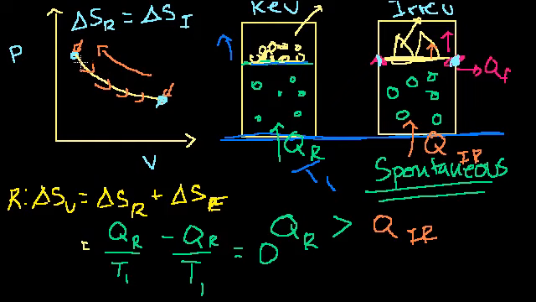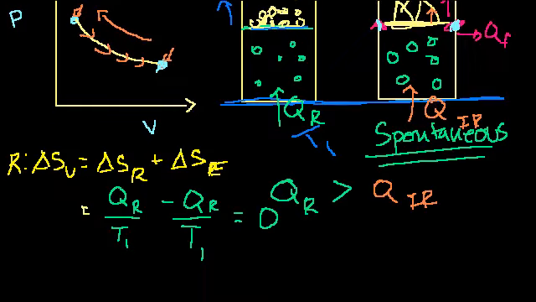So it actually makes sense that the change in entropy of the universe, not just of the system, when a reversible process occurs is 0. Let's see if we can relate that to the irreversible process.